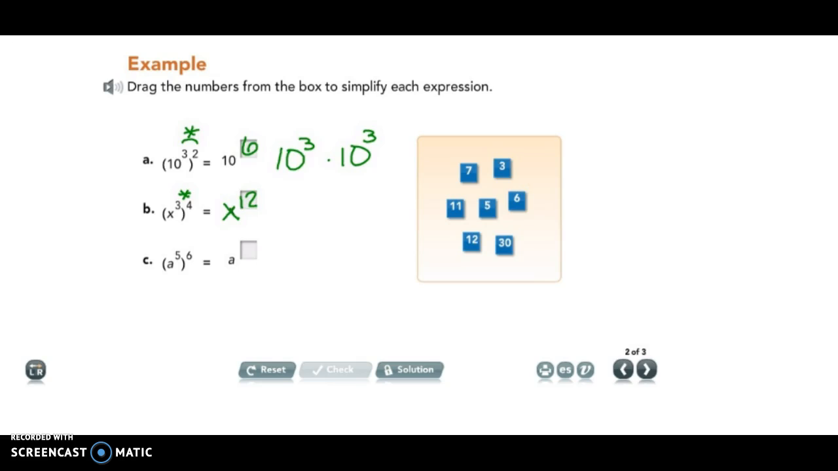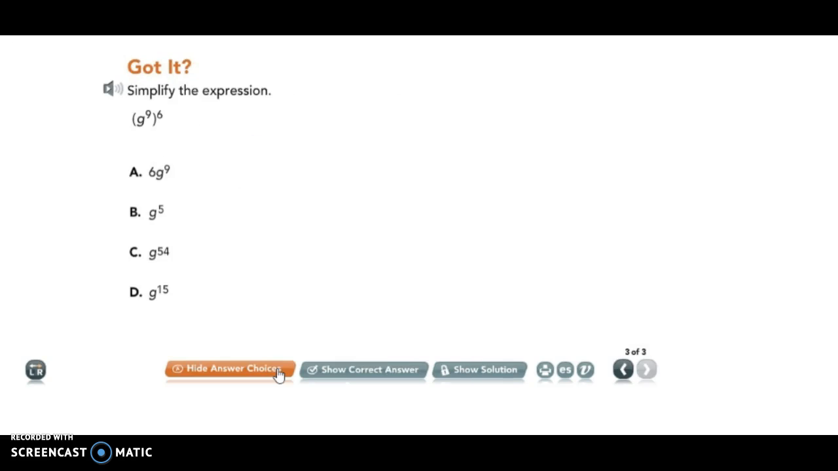A to the 5th power, then that whole amount to the 6th power. We're going to multiply the 5 times the 6, and we're going to get a to the 30th power. Go ahead and try this one on your own. You can pause it.